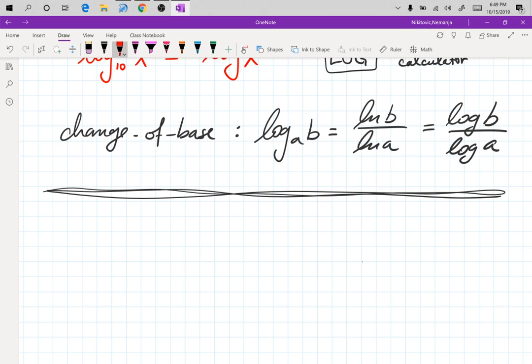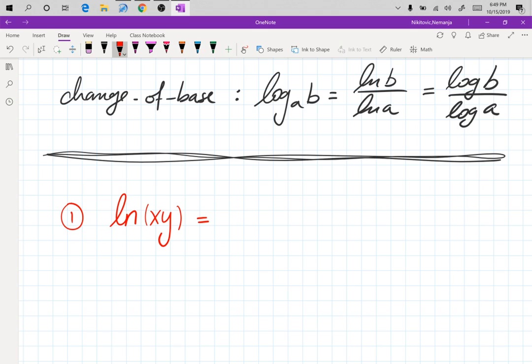Formulas that you really need to know. Ready? Number one, ln of x times y is equal to ln of x plus ln of y. The product in the argument breaks as a sum of logs.